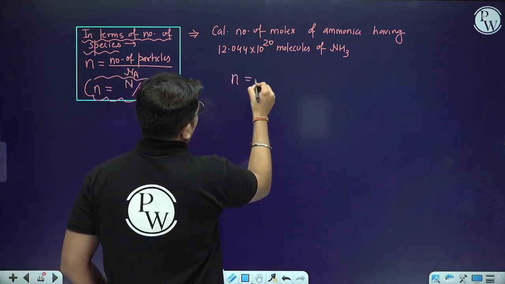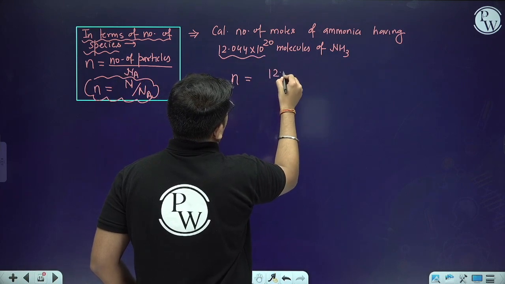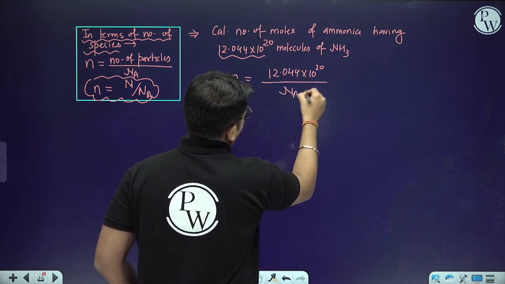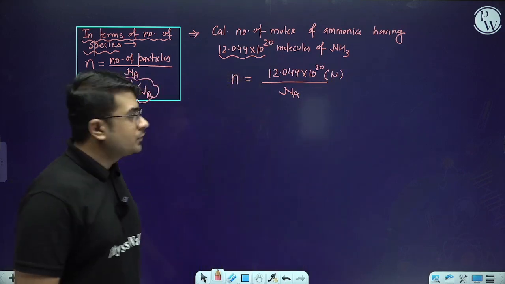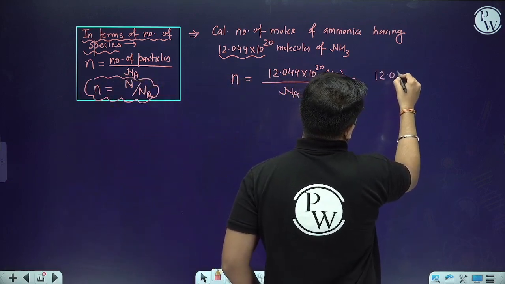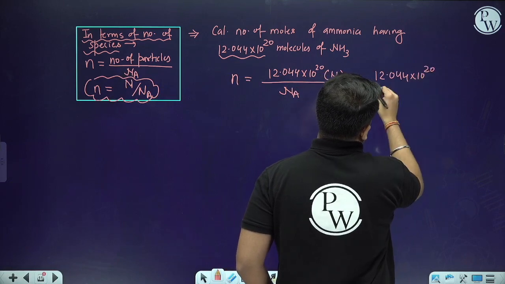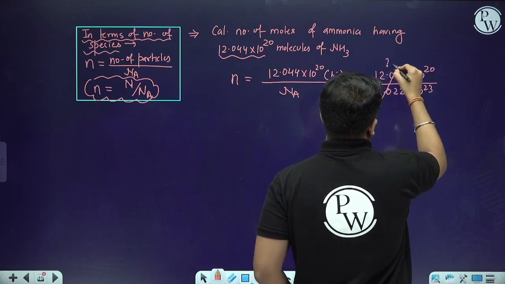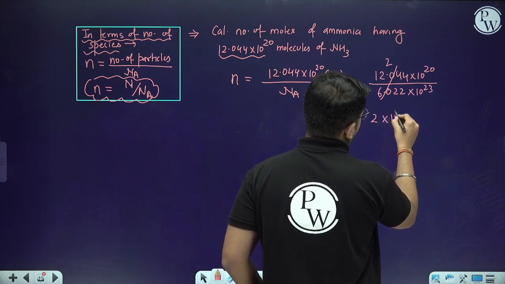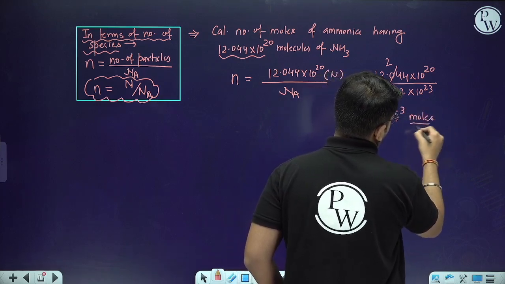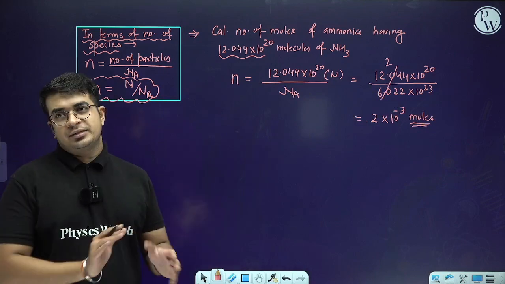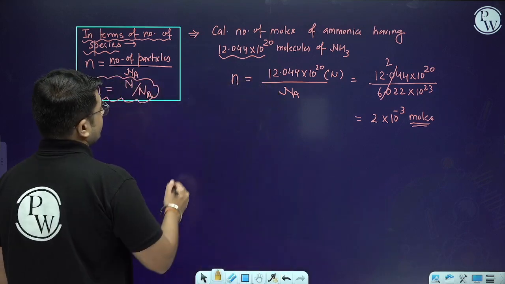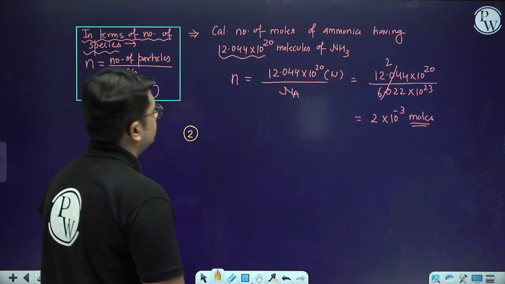So I can say the number of moles is basically the given number of particles, which is 12.044 multiplied by 10 raised to the power 20, divided by Avogadro's number. So this is your N, this is your NA. Now you can put in the values: 12.044 multiplied by 10 raised to the power 20 divided by 6.022 multiplied by 10 raised to the power 23. So that will be 2 times, so we will have the value 2 multiplied by 10 raised to the power minus 3 moles. I hope this entire part is clear. Very simple, very easy calculation. Let's take another question.